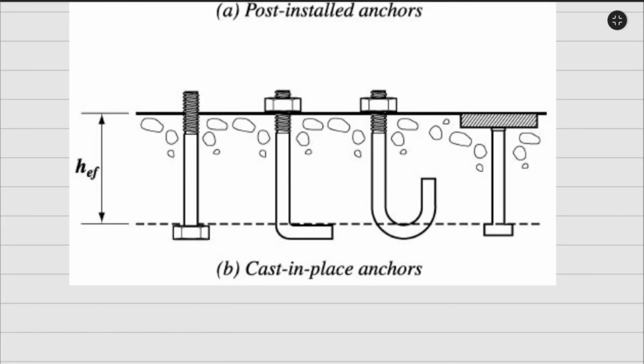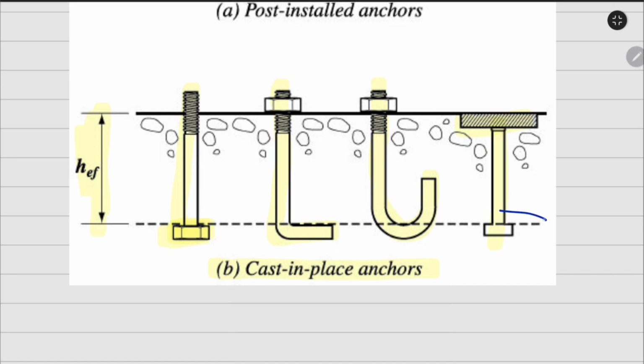From this picture we can understand the cast in place anchors. Here hef is known as the effective embedment depth. The first one is the headed anchor, where at the bottom there is a head. This headed anchor can be further divided into two: the hex headed with washer and the welded headed stud. In this case this is a welded headed stud. The next one is the L-shaped anchor, the third one is the J-shaped anchor, and the last one is a type of welded headed anchor.